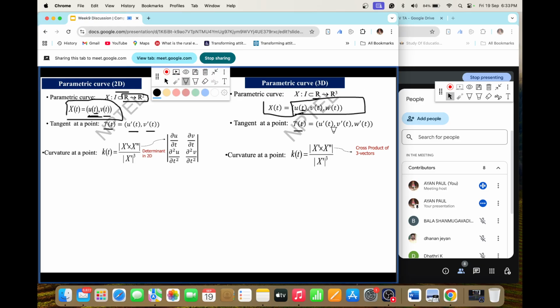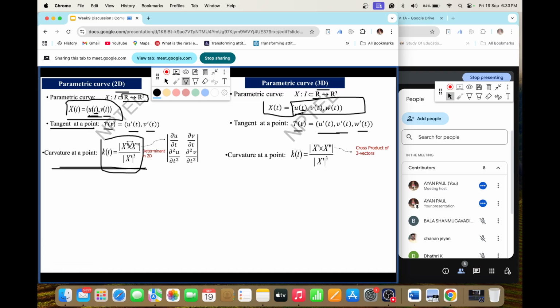Tangent to this point in this 3D parametric curve is again a single differentiation, so u(t) will become u'(t), v(t) becomes v'(t), and w(t) becomes w'(t). Next we have the curvature at a point. The tangent at a point is very much clear, and then we have the curvature at a point. Curvature is given by this equation.